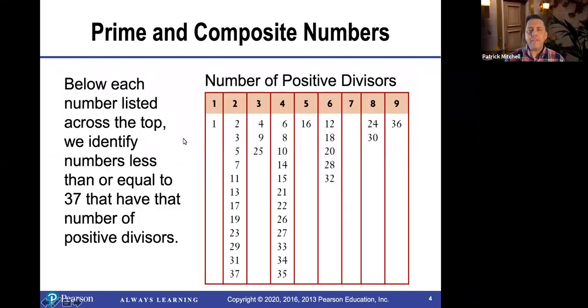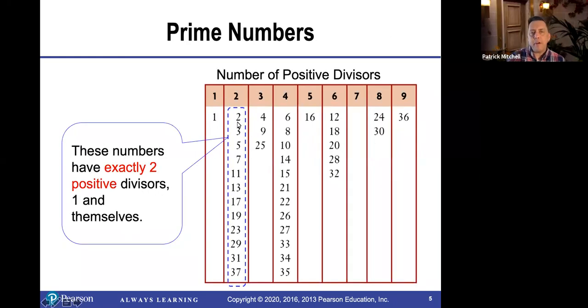This is kind of interesting. I've never seen anything like this before. What you're looking at is below each number listed across the top, we identify numbers less than or equal to 37, and I think that's just because that's all they could fit, that have that number of positive divisors, okay? So what they mean by that is the numbers 2, 3, 5, 7, etc. have 2 positive divisors. The numbers 4, 9, and 25 have 3. And the numbers 6, 8, 10, 14, 15, etc. have 4.